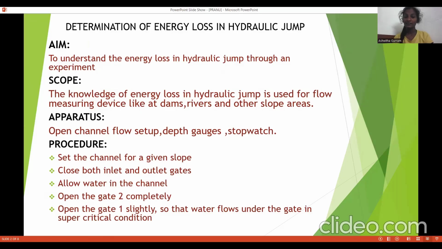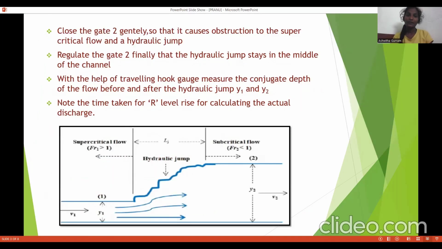Open the gate 1 slightly so the water flows under the gate in supercritical flow condition. Close the gate 2 gently so that it causes obstruction to the supercritical flow and forms a hydraulic jump. Regulate the gate finely so that the hydraulic jump stays in the middle of the channel.